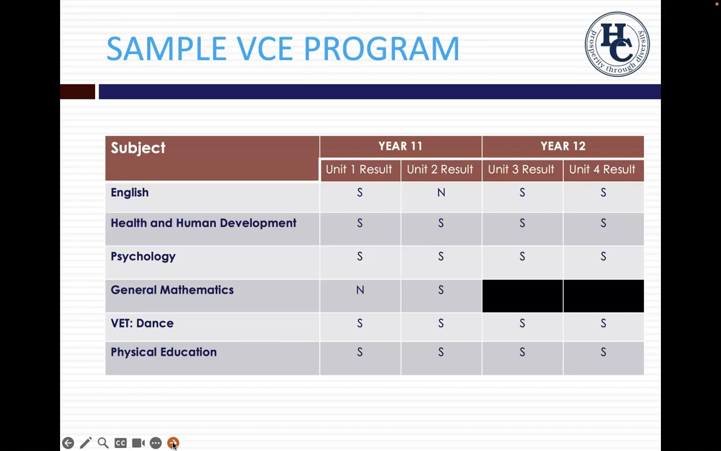So you can see here that the student started off with a program of 6 subjects, including a VET, and then completed Year 12 with 5 subjects, including their VET. They were unsuccessful in 2 units across that 2-year program, but because they had that sequence of satisfactory results across at least 4 of their Year 12 subjects and a total unit count overall, they are eligible to be successful in achieving their VCE certificate.